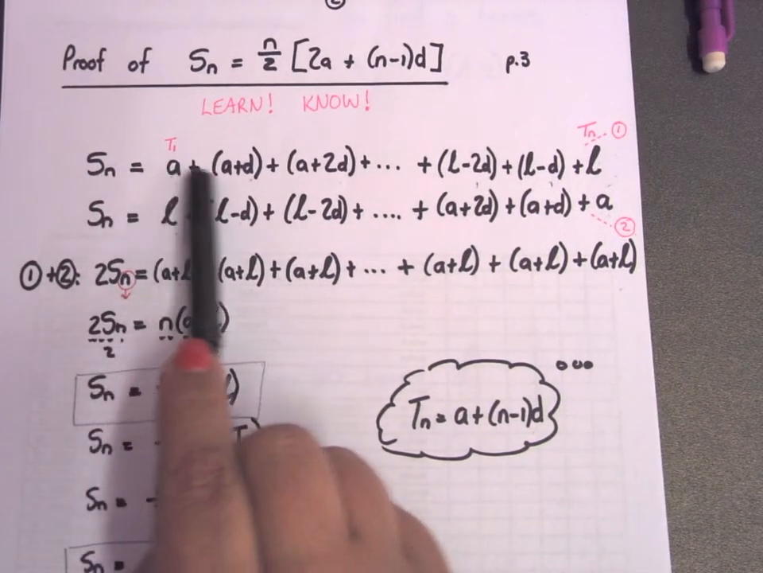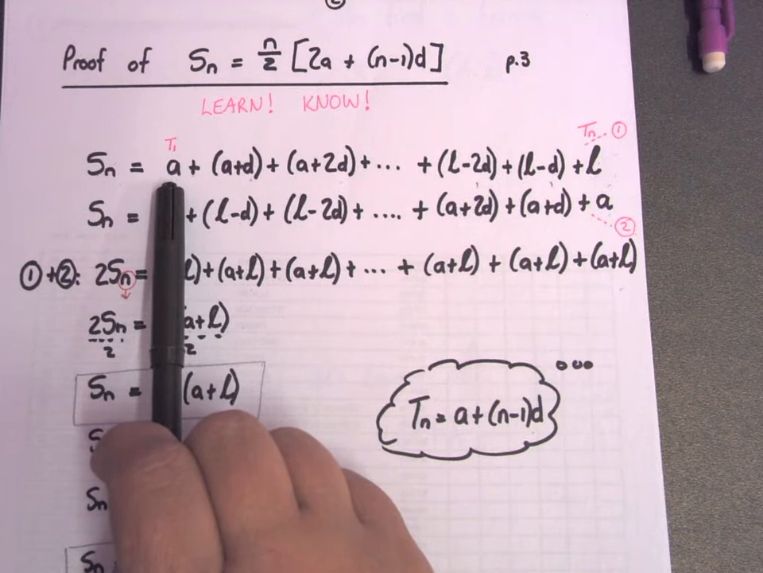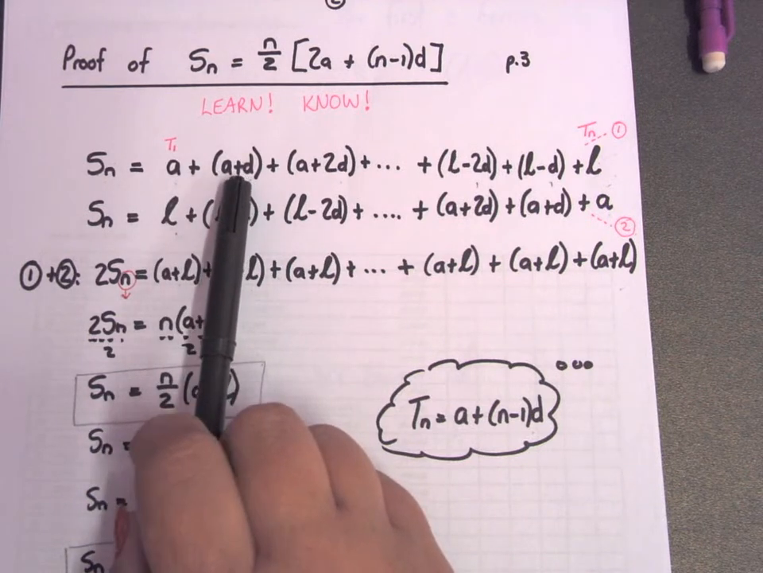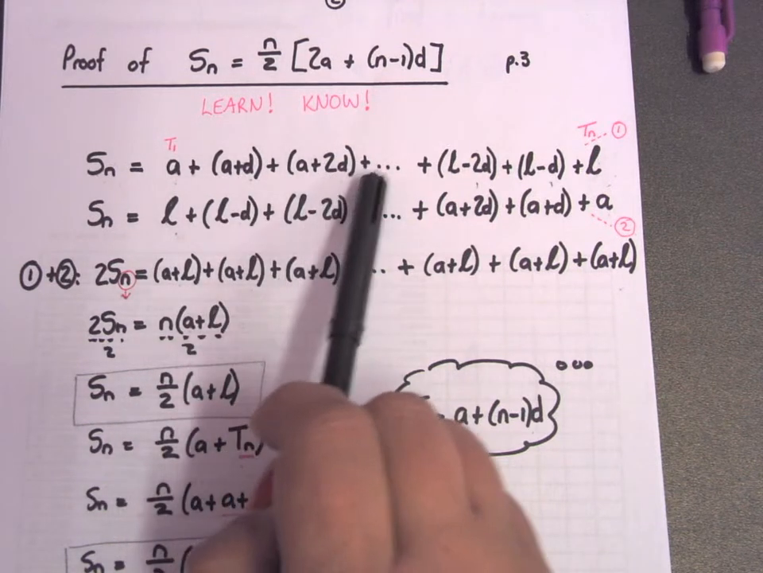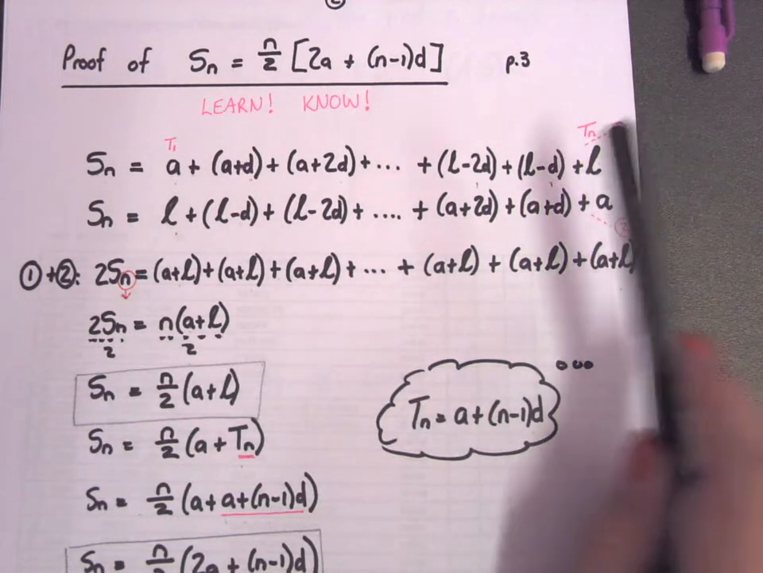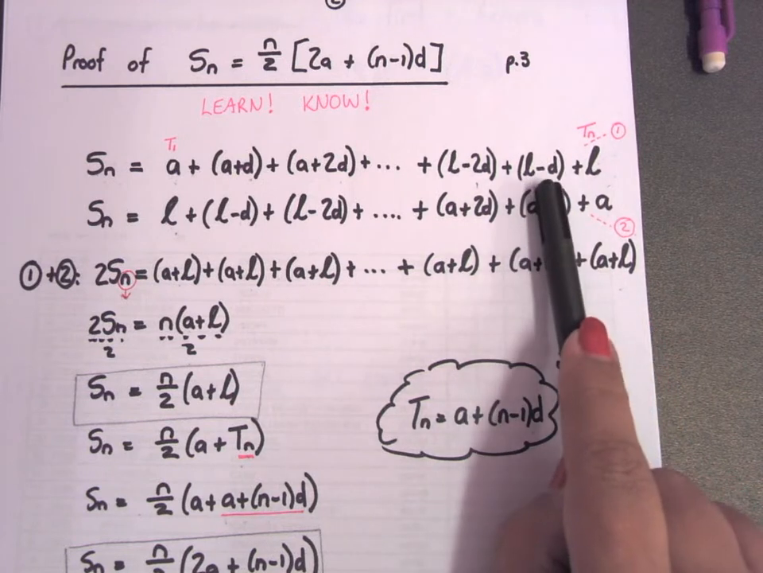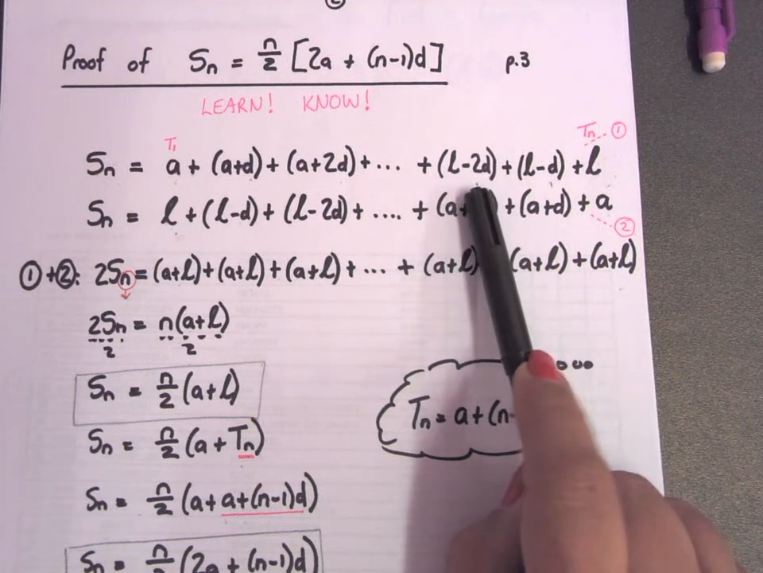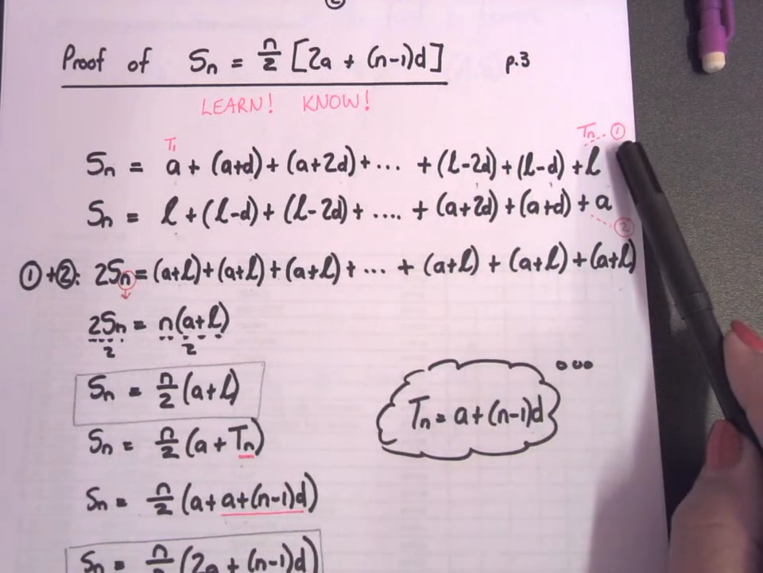If we write out the terms, the first term will be a, and because it's an arithmetic series, we add d to a to get the second term. And to get the third term, we add another d, so we add two d's, etc. If we end at the last term and we want the previous term, we subtract d. If you want the term before that, you subtract another d, so we subtract two d's. This will be my first equation.